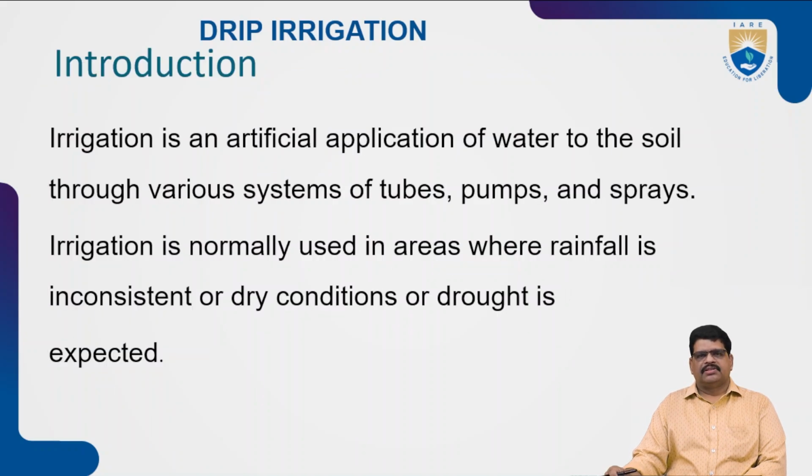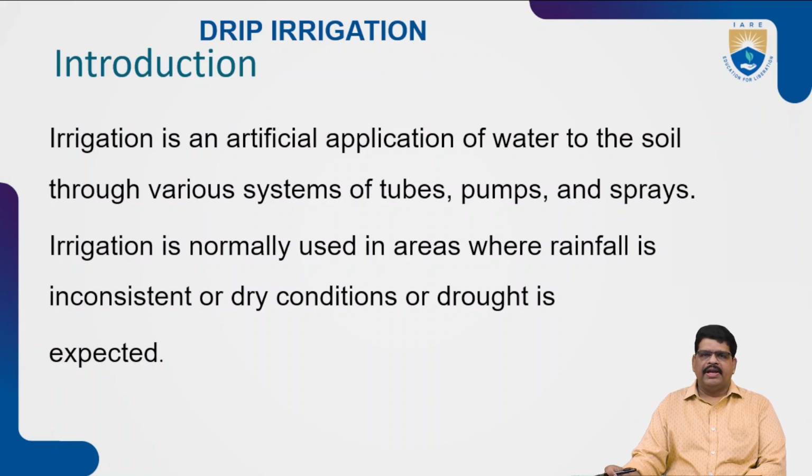So first, the introduction. Irrigation is nothing but the artificial supply of water to the fields, which is called irrigation. It may be rainfall, sprinkling, or pumping, or different types of methods are also there for the irrigation system.